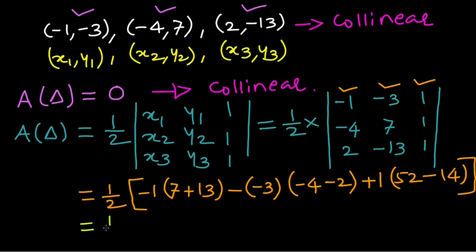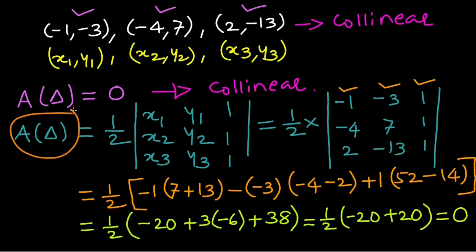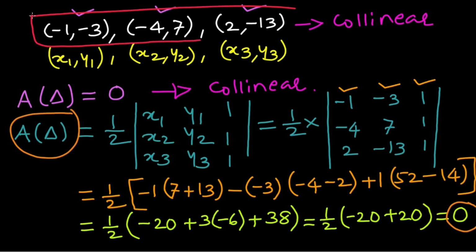It will be half multiplied by -20 plus 3 multiplied by -6 plus 38, which will be half multiplied by -20 plus 20, which is 0. Since area of triangle equals 0, we can conclude that the points (-1, -3), (-4, 7) and (2, -13) are collinear.